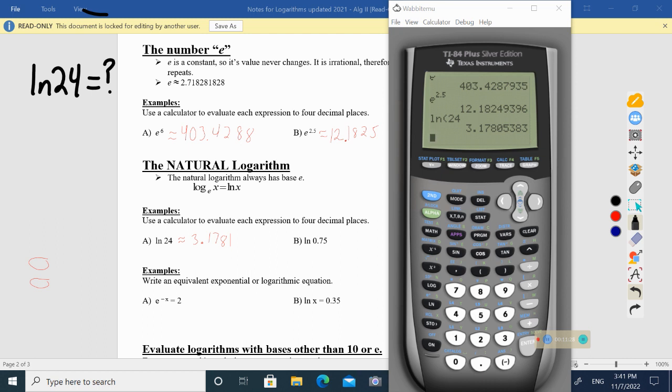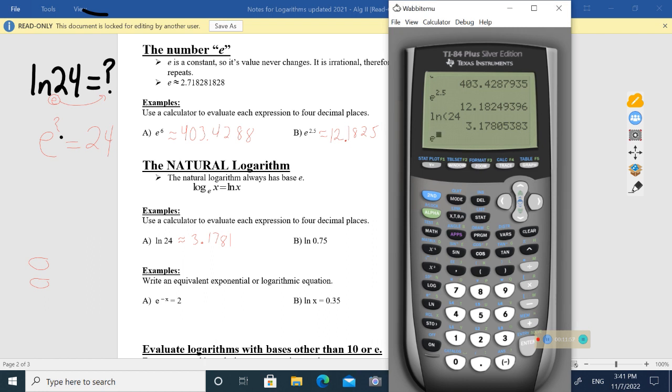If I were to rewrite that log as an exponential, the base on natural log is e. So e to what power gives me 24? Well, we got the number 3.1781. So on the calculator, I'm going to type in e. I'm going to hit second natural log. e to what power? I want this 3.178 stuff.